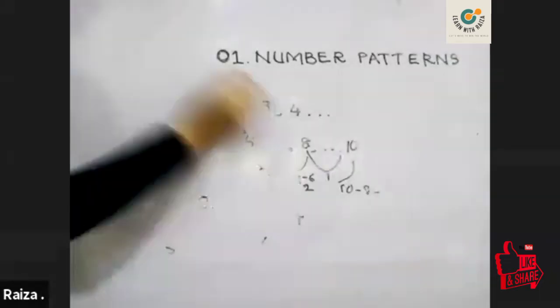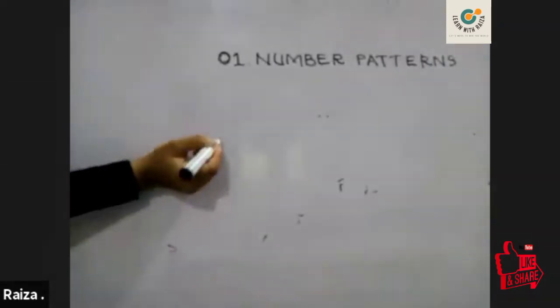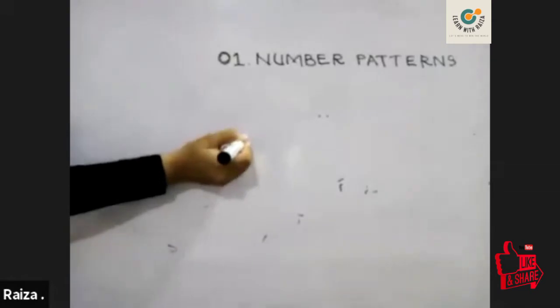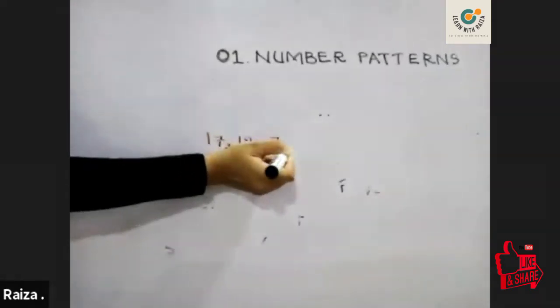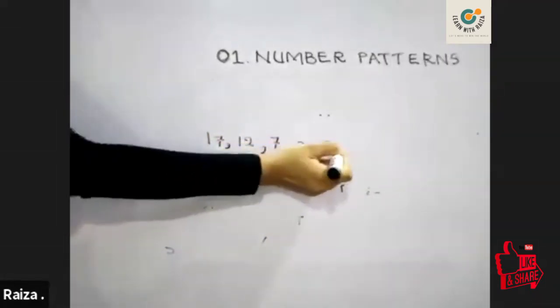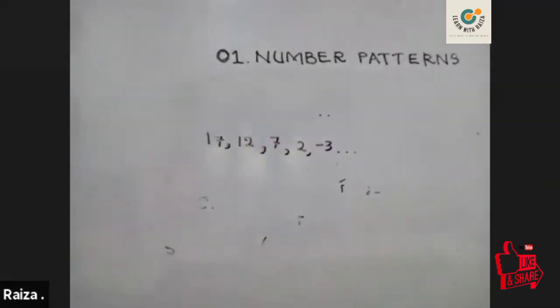So let me take another example of a number pattern to show the common difference more clearly: 17, 12, 7, 2, minus 3, and so on. Now what is the common difference? You can understand that from 17 to 12, the number has decreased. 12 to 7, again decreased. 7 to 2, it's decreased. But how much is decreased? That's the problem for us.